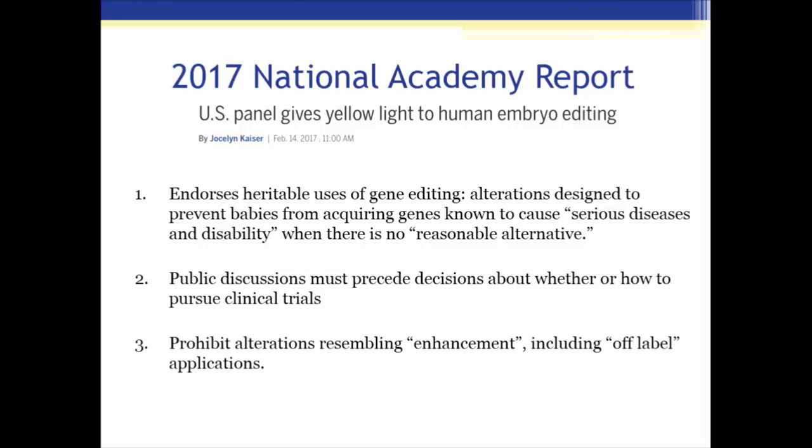It would prohibit alterations resembling enhancement, including off-label applications. I'll give you an example. So CRISPR-Cas9 might be used to edit the cells of a young individual with Duchenne's muscular dystrophy, but that particular intervention would be off-limits for, let's say, an athlete that wanted to strengthen his or her muscles for competition.